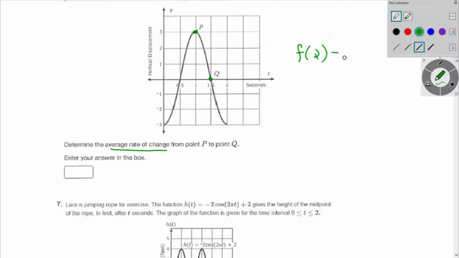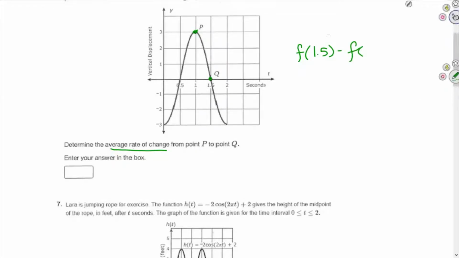minus, and I'll just fill that in now actually. At Q, it's 1.5. Minus the function value at the very beginning of the interval that I'm looking at, 1, divided by 1.5 minus 1. Now the function value, the y value at 1.5 is 0. This right here, the y coordinate is 0, minus the function value right here, the y coordinate is 3. I'm just looking off the y-axis there.